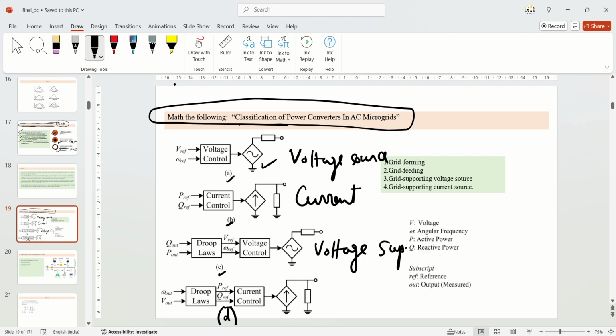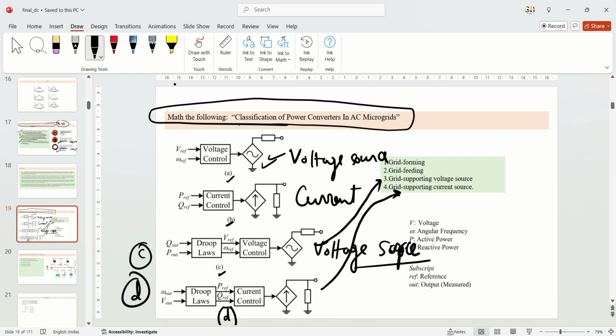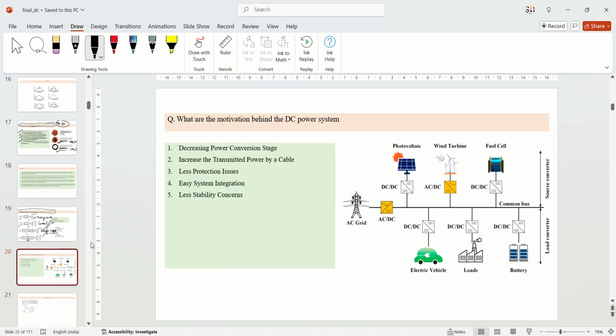And while behaving as a voltage source, whether it is a grid supporting mode, grid supporting voltage source or grid supporting current source. If you can find that I'm giving the C and D options correctly, this is the grid supporting voltage source and this is the grid supporting current source. For the A and B statements, you have to go through whether it is grid forming or grid feeding. What references are needed when you are forming a grid, and what references you need for the grid feeding systems. Okay, moving to the next question.